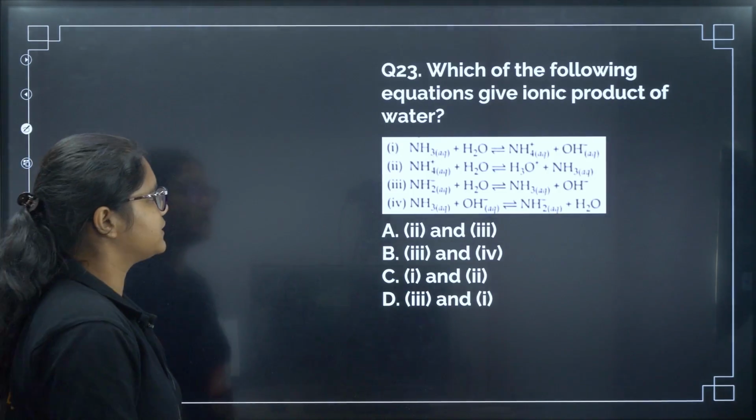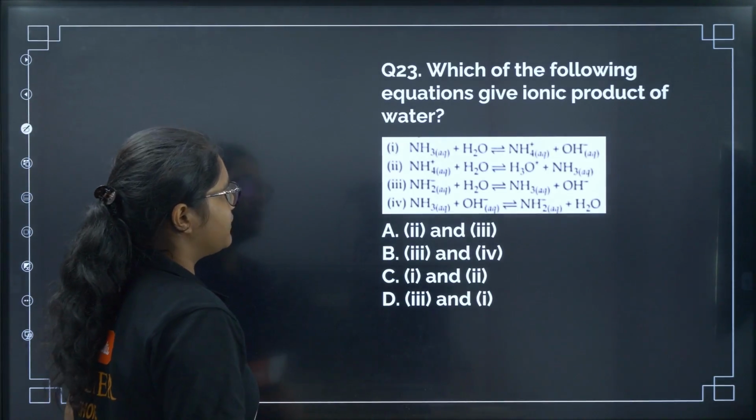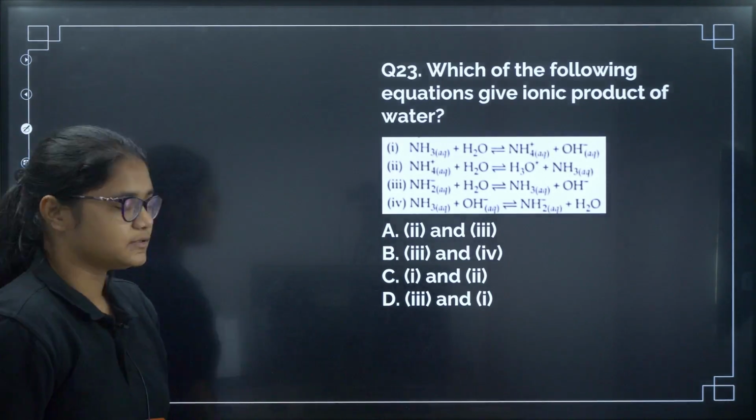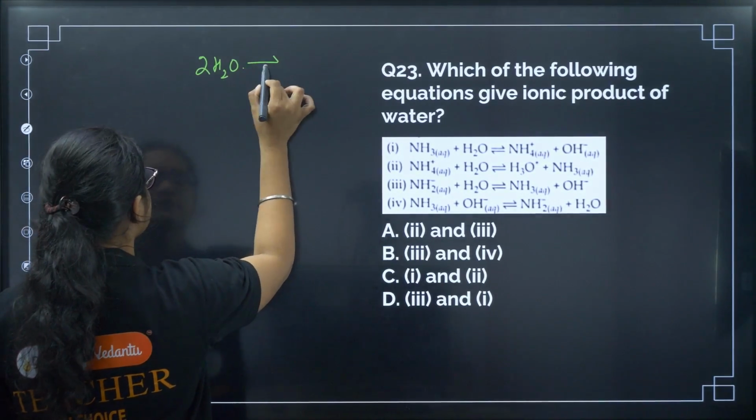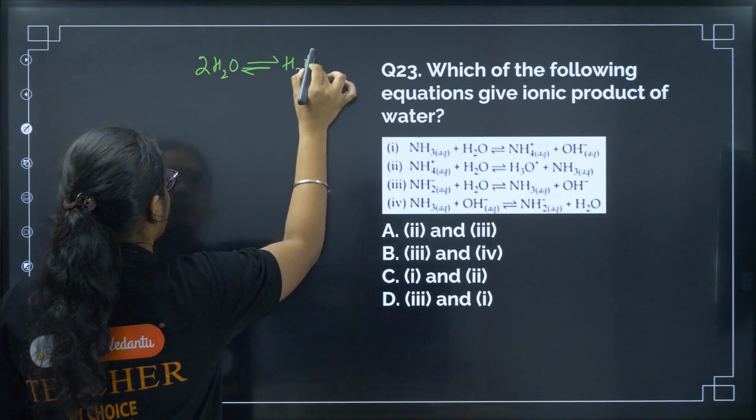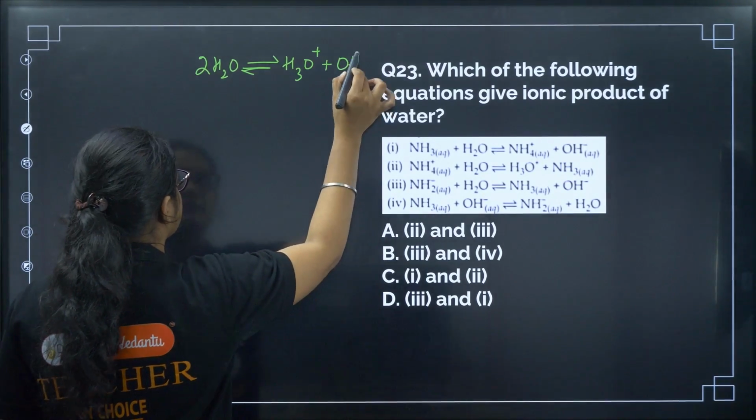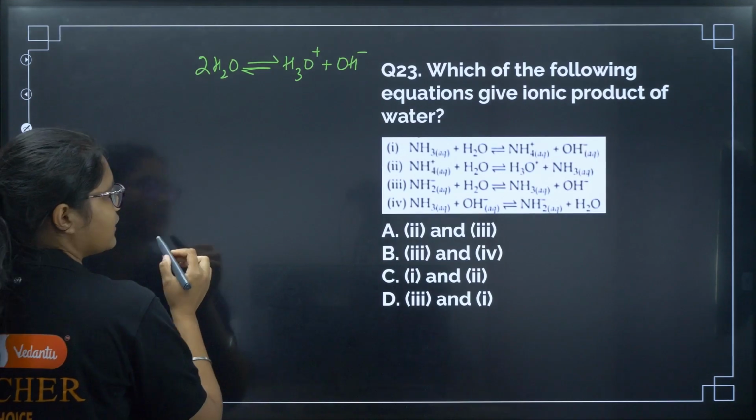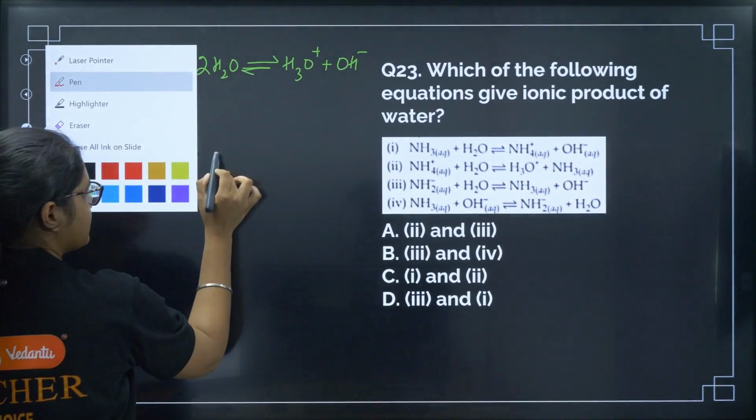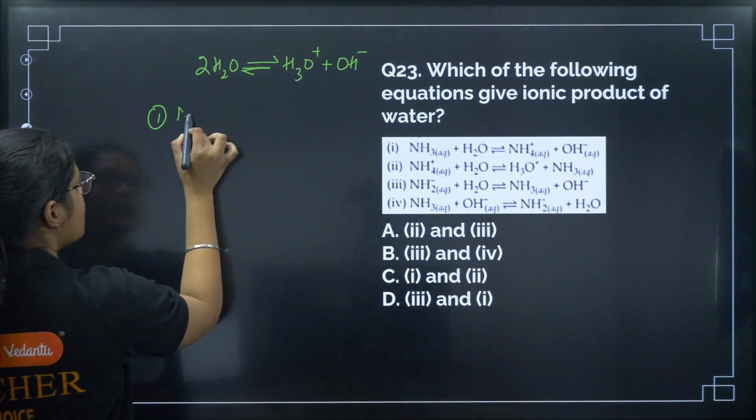Now let us see the next question. Which of the following equations give ionic product of water? So ionic product of water, what is the equation? 2H2O gives H3O plus OH minus, right? So now if you see the equation 1 and 2, if I add the equation 1 and 2, I will write here separately first, it may not be visible.